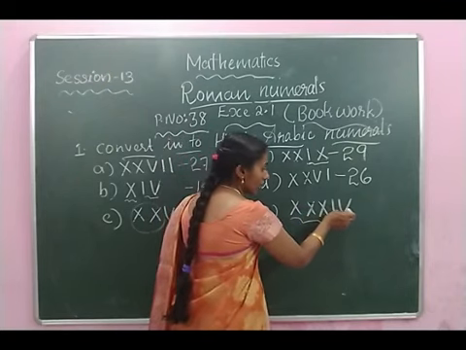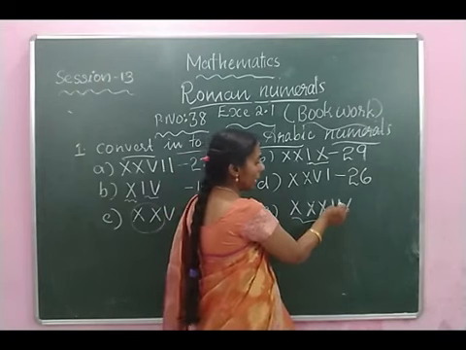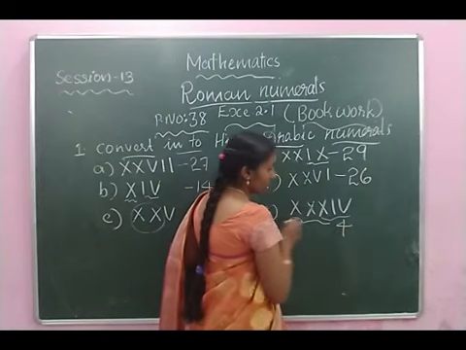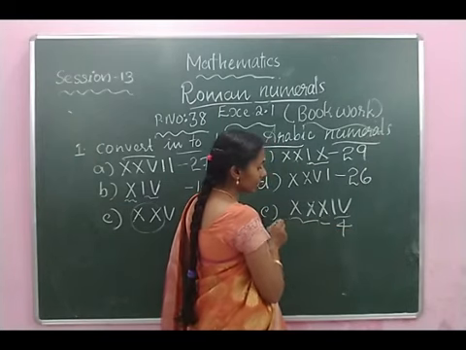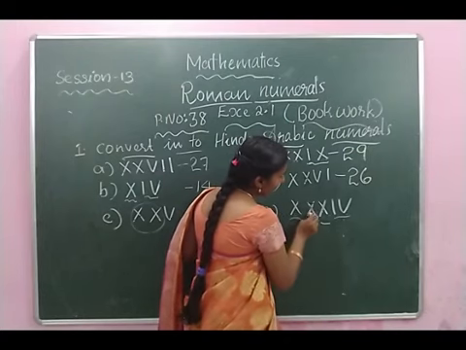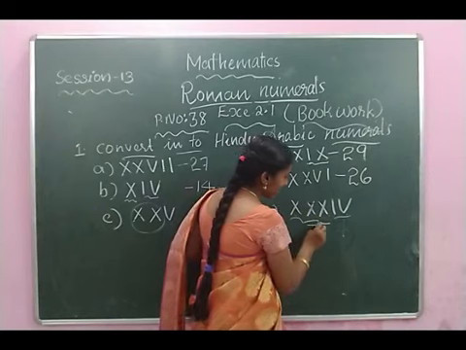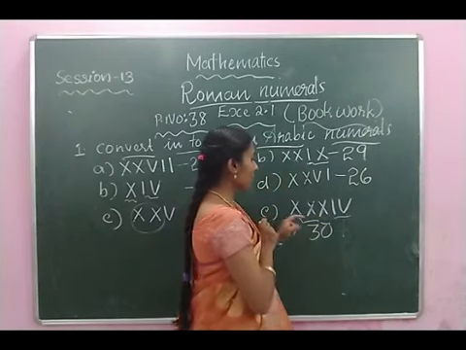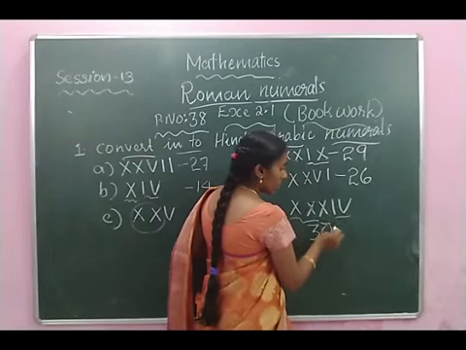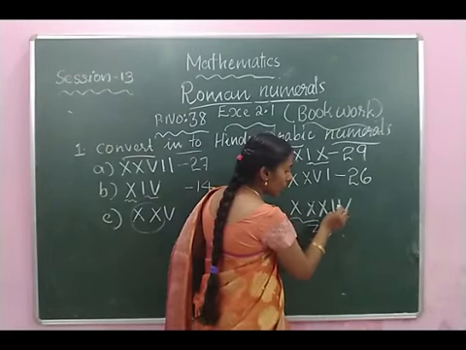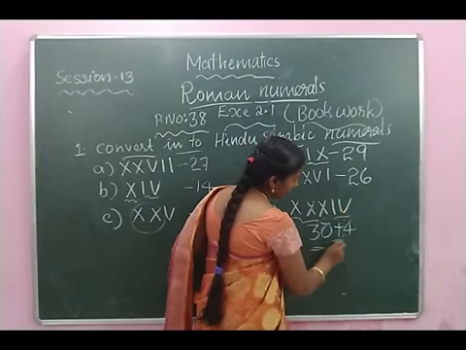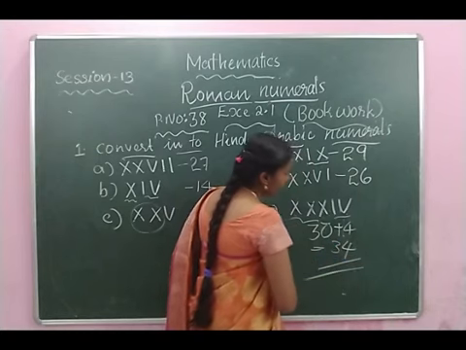Next, XXXIV. Here see I and V. I comes between these two numbers, that represents 4. How did you get this 4? XXX is 30. Here 4. The smaller number comes before, so that is 10 plus 4... no, 30 plus 4, 34.